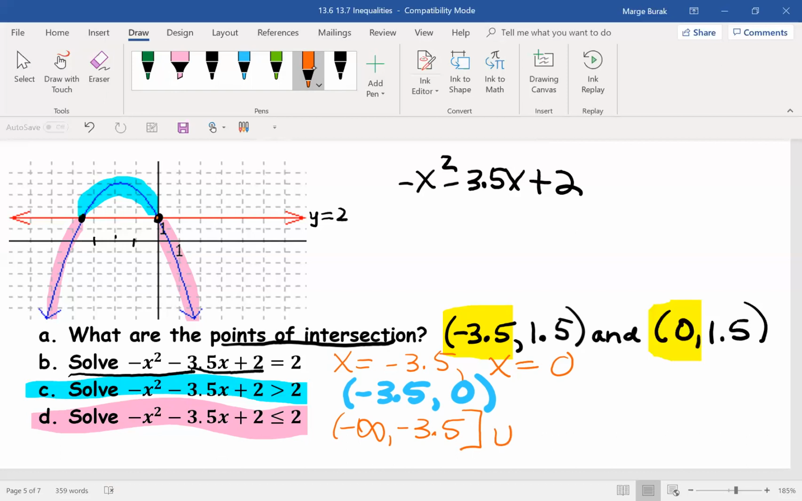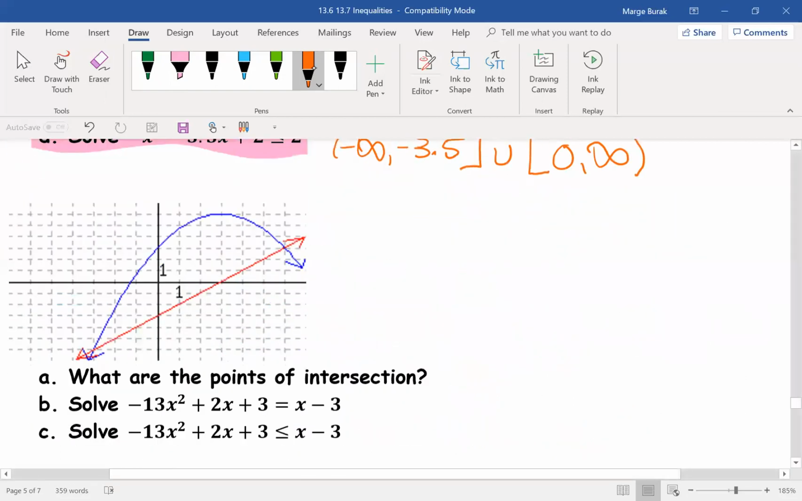And then, so that's right here. So that's negative infinity to negative 3.5. And then I want to go from 0 all the way to infinity. So I do want to include 0 to infinity. Okay. Let's try another one.